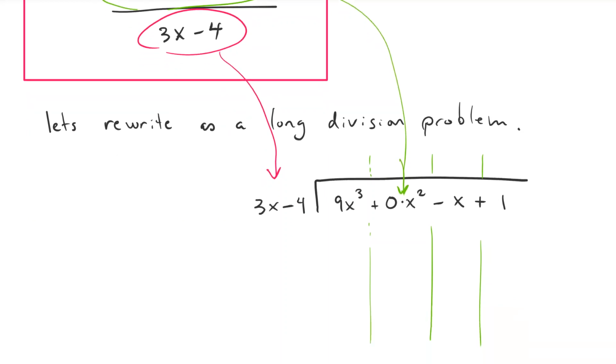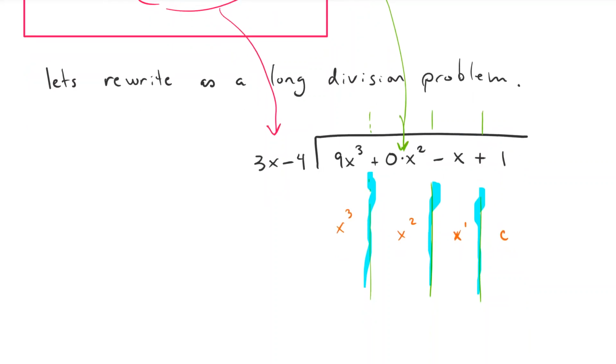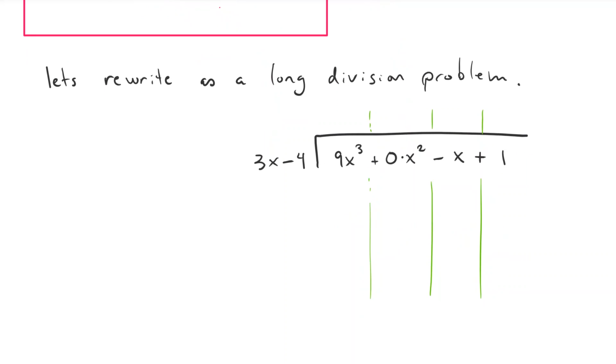I like to have lines dividing each of my columns, meaning this column is the x cubed column, this column is the x squared column, this is the x to the first power column, this is the constant column. And that just helps me organize it, but you don't necessarily have to have those. So let's start. We start by saying we want 3x to become 9x cubed. So for 3x to become 9x cubed, we have to multiply by 3x squared.